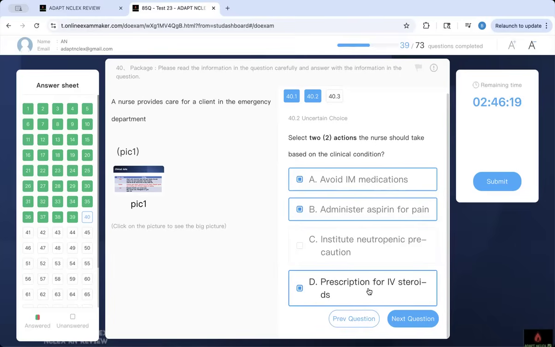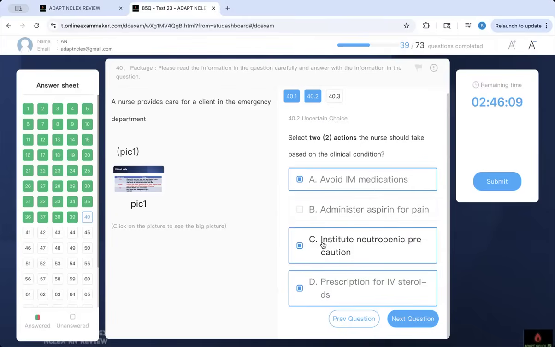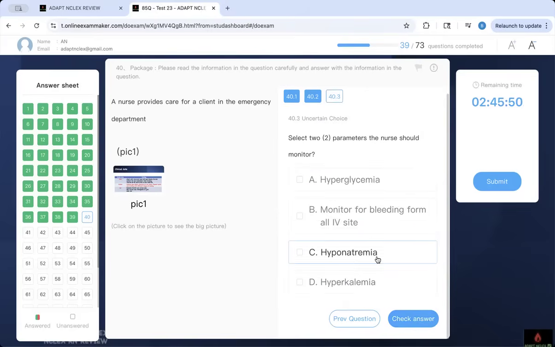But they said select 2. Why would you give them aspirin? That's the strategy. You see what I'm trying to tell you? Sometimes they will trap you. Would you give them neutropenic precaution? No, because it's not leukemia. If your platelet is low, you should never give anybody aspirin. What is the treatment then? Avoid iron medication and give them steroid. That will help with the situation.